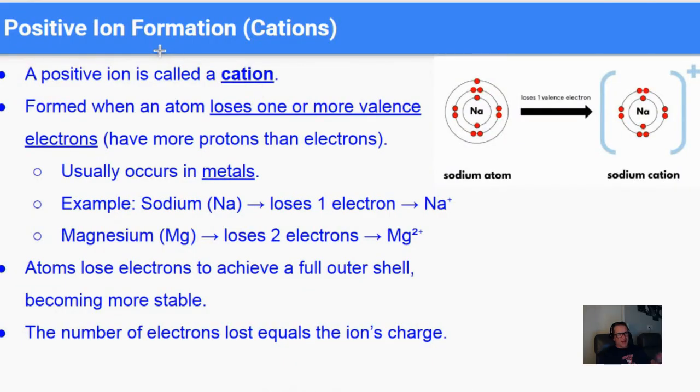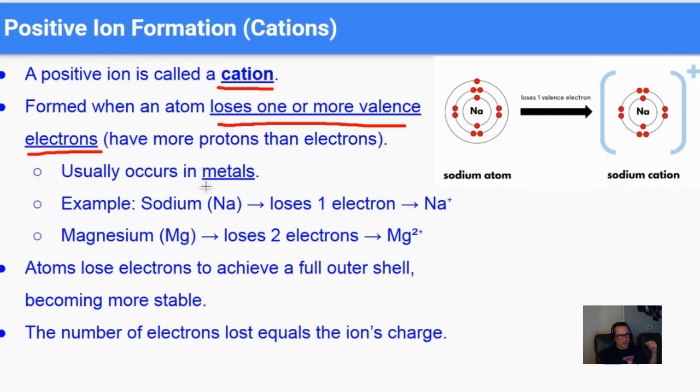All right, positive ion formation. A positive ion is called a cation. You will not remember that from hearing it once. You'll need to practice it to remember that a positive ion is a cation. So these are formed when atoms lose one or more of their valence electrons. So if they lose an electron, they're now going to have more positively charged protons than they do negatively charged electrons. And that's going to give them a positive charge.